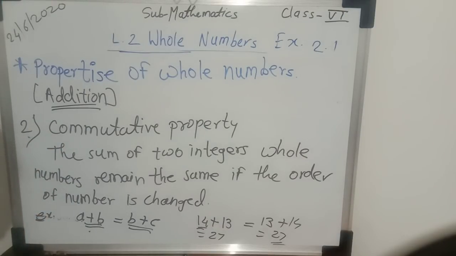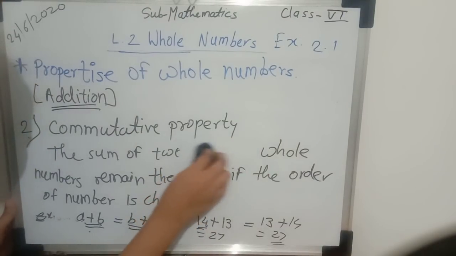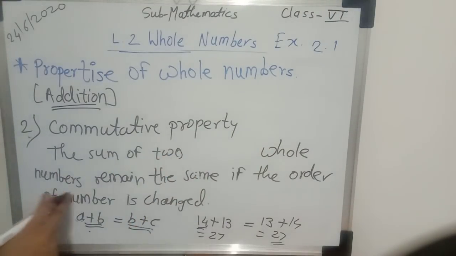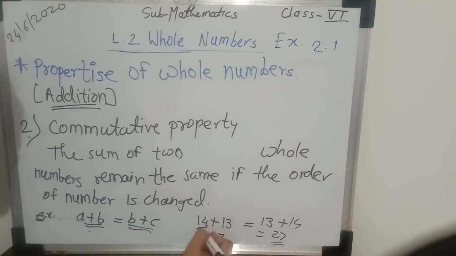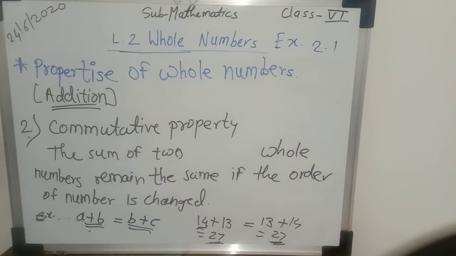Sorry students, my mistake. Here I have written integers, but it should be: the sum of two whole numbers remains the same if the order of the numbers is changed. So remember, if you add 14 plus 13 it gives the same answer as 13 plus 14. This property of addition says that the sum of any two whole numbers will be the same after changing their places.